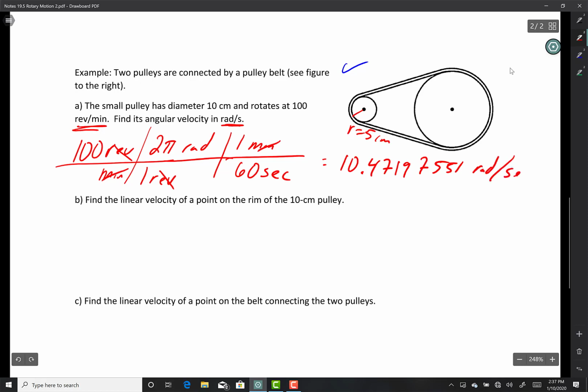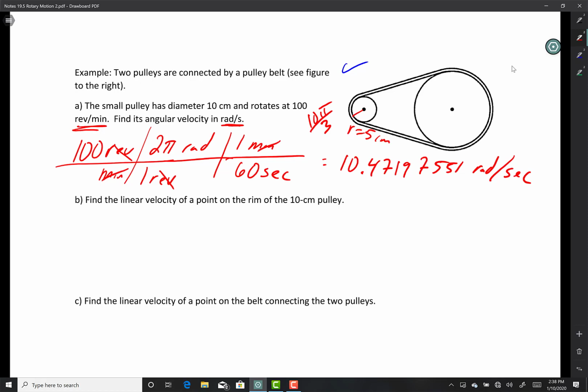That's 10.47 radians per second. If you want to have it in terms of pi, you can. 200 divided by 60, that's 10 pi over 3. If you want to have it as 10 pi over 3, that's fine.